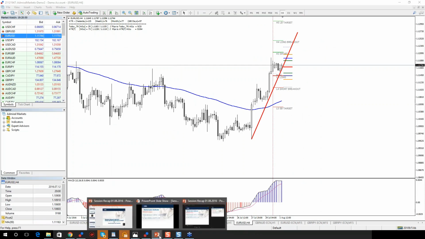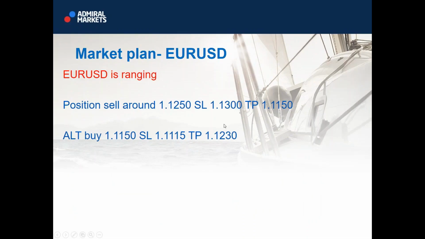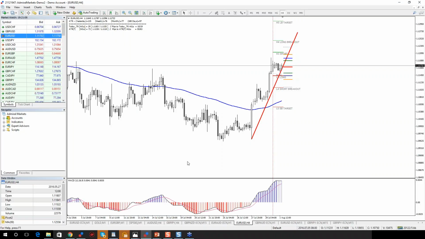And the slide I'm talking about is this. This is the first slide, Bob, euro dollar. Buy 1.1150, stop loss 1.1115. Sell around 1.1250, stop loss 1.1300, TP is 1.1150. So this is the slide and this is the real-time chart. So ascending scallop here, you can see the J-shaped ladder. Here, if you watch this, you can see that this is actually an ascending scallop.